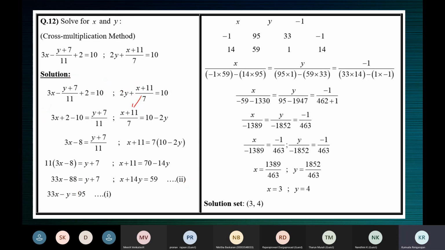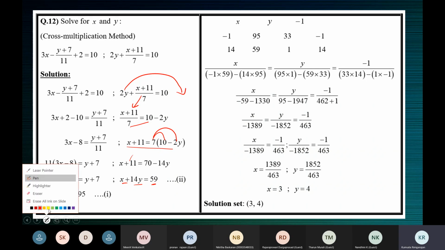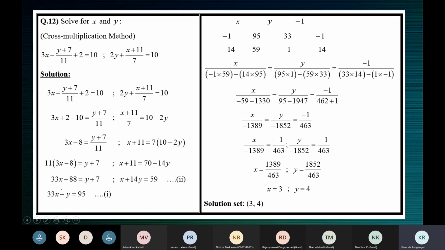Here you can see this term on the LHS is transposed. Then cross multiply. On multiplying 7 into 10, we get 70, and then minus 14y. And finally, the x and y terms on one side and the constant on the other side. 70 minus 11 is 59. Minus 14y to the left-hand side is plus 14y. That's all. So like this, we get the two equations.